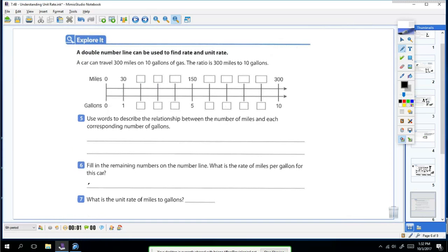Okay, continuing on. Use words to describe the relationship between the number of miles and the corresponding number of gallons. So it says basically you should go 30 miles per gallon. Okay, and we already just did number 6. We filled it in on the previous slide. And it says, what's the unit rate? The unit rate is 30 miles for every 1 gallon.